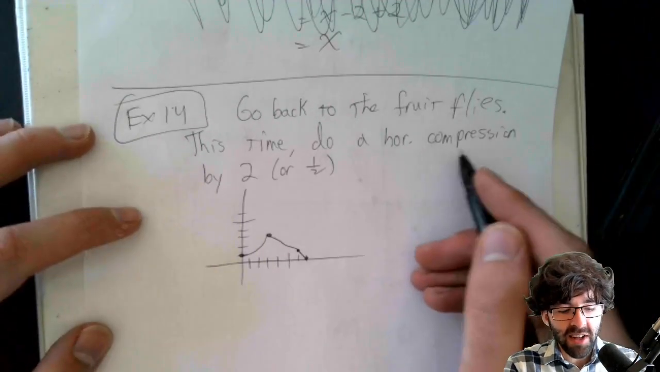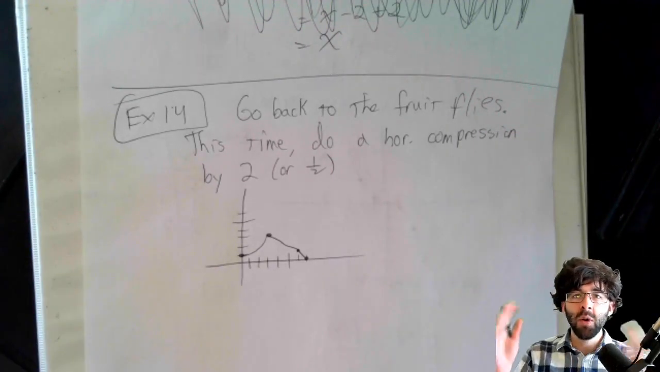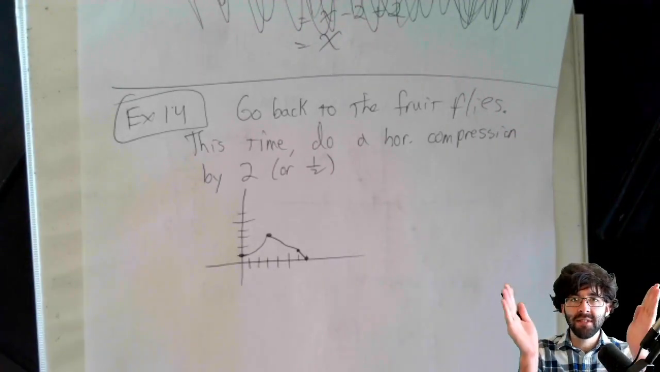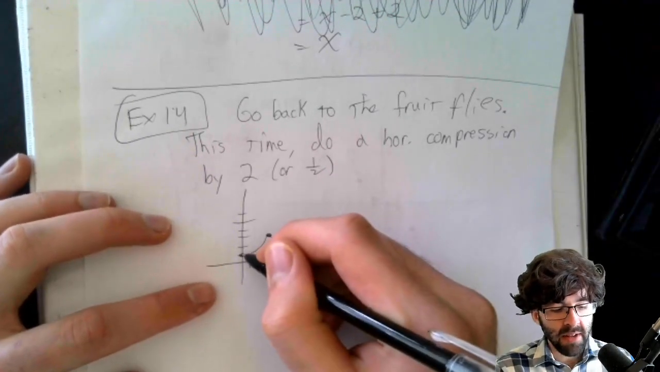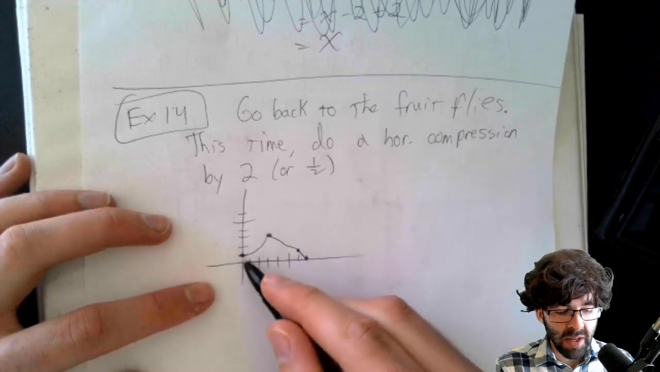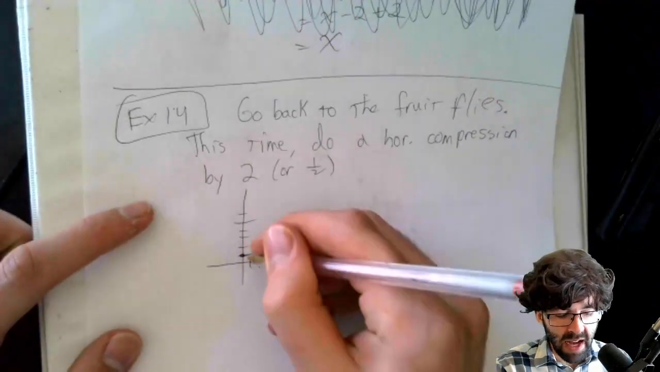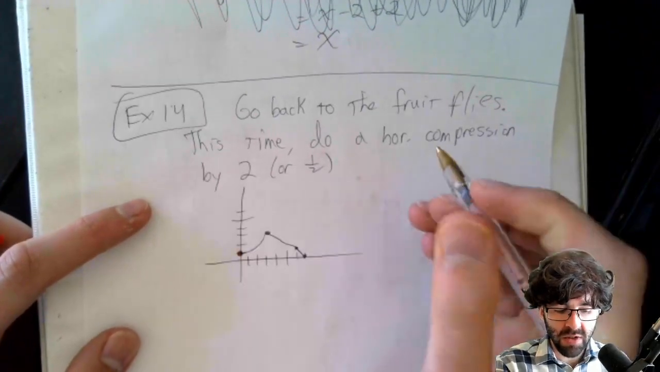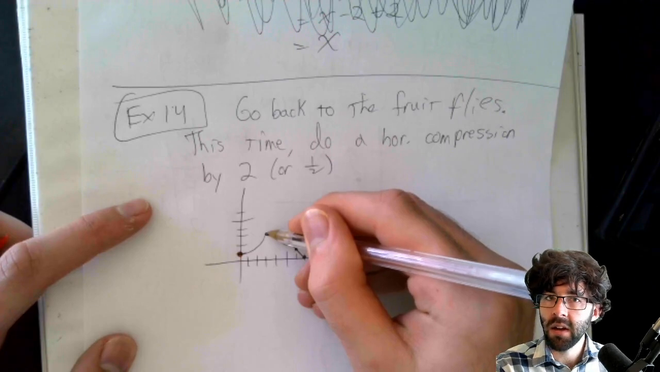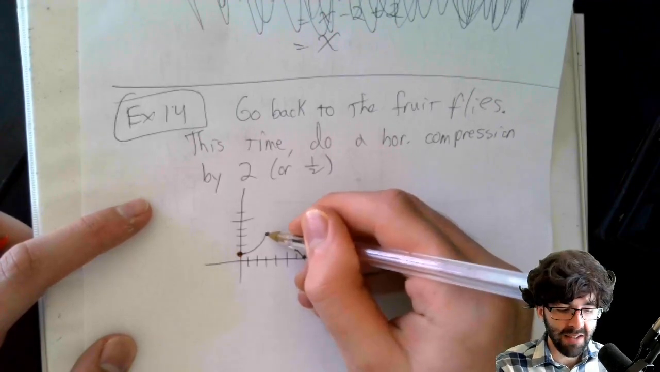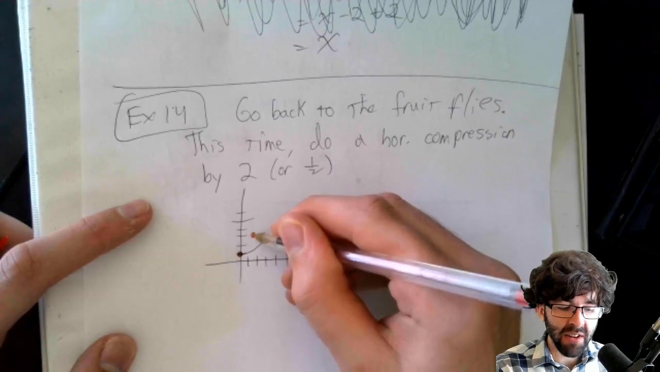So we need to do a horizontal compression by 2. Vertical, remember, changes the y values. Horizontal changes the x values. So all we do is take all of our x values and half them. So here, what's the x value at this point? It's 0. Half of 0 is 0, so this point doesn't change. Here, the x value is 3. We need to half it. So the x value becomes 1.5.